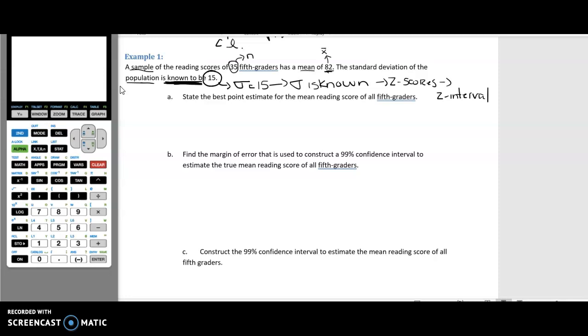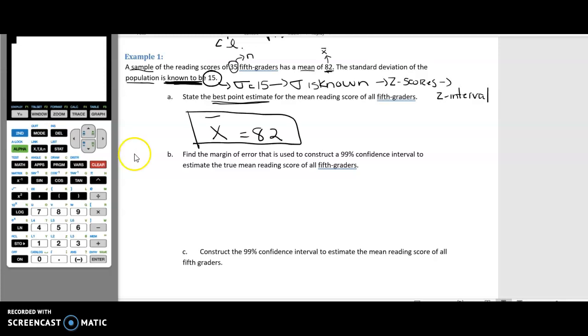Right? So let's answer some questions. State the best point estimate for the mean reading score of all fifth graders. Well, when we're estimating the population mean, we're trying to estimate the mean reading score for all fifth graders. We don't know that. What is the best point estimate? What is the best number we have to do that? Well, it's x bar, the sample mean. So the best point estimate is 82.